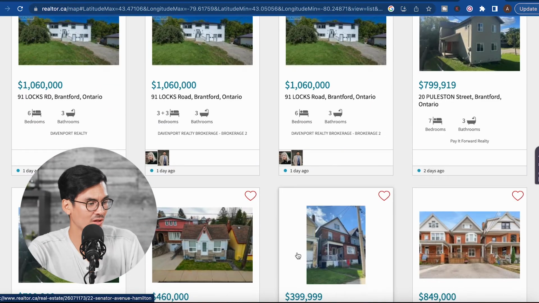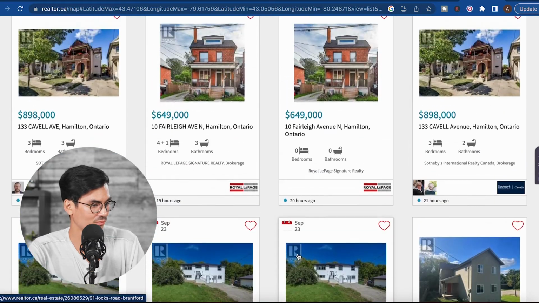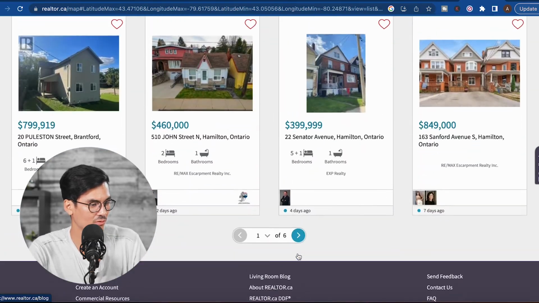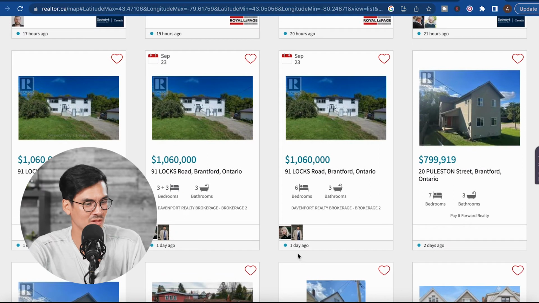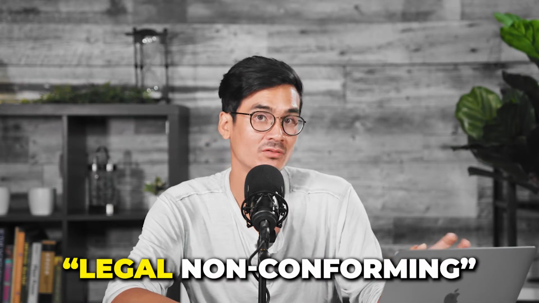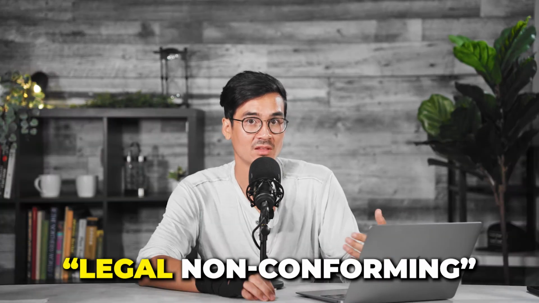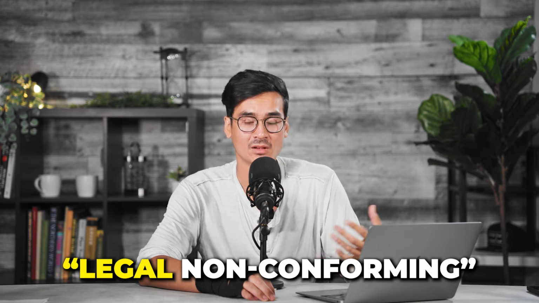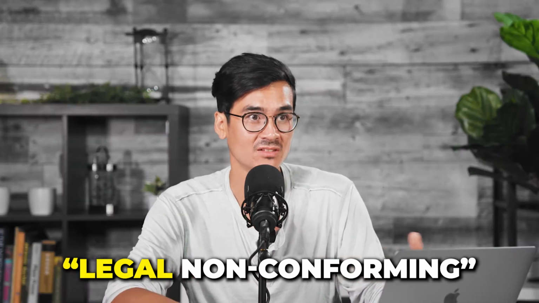And you can see that there's a big range between these properties, ranging all the way from $650,000 going up to a little over $1 million for 3 rental units. So when you read things like "price to sell, legal non-conforming triplex in the desirable Sinclair area," something I want to identify first of all when you're looking at these properties: when somebody says that it is legal non-conforming, what it's supposed to mean is that it is recognized by the city, but has been in some manner grandfathered in, meaning that the city is okay with it.